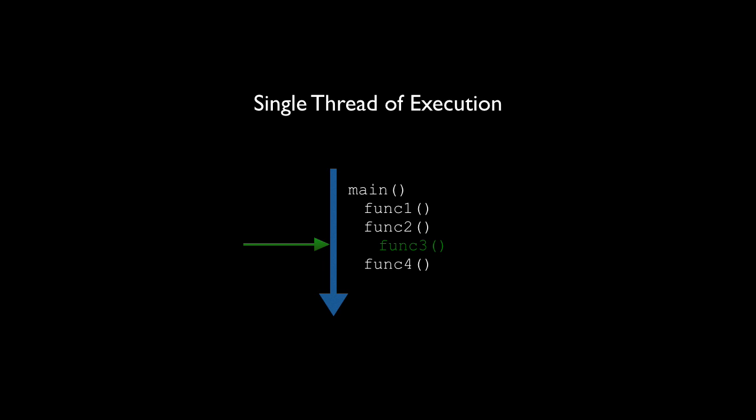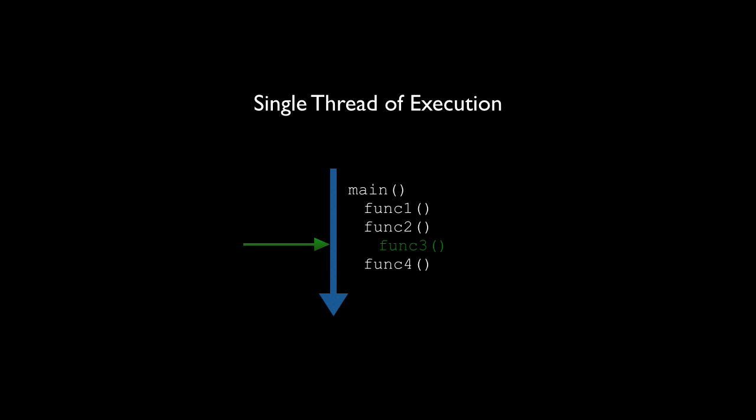All right, so first let me review what a single thread of execution is. A single thread of execution is basically one linear line that executes the program in sequence, statement by statement, or instruction by instruction, until it gets to the end of the program. In this example, we have main. Main calls function 1, function 2 calls function 3, and so forth until you hit the end of the entire program, return from main, and that's the end.